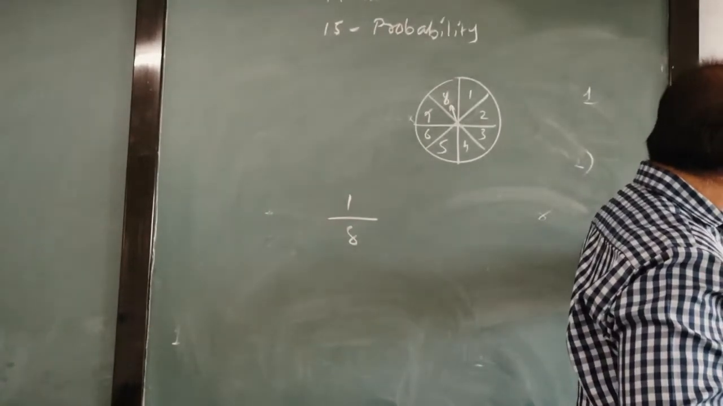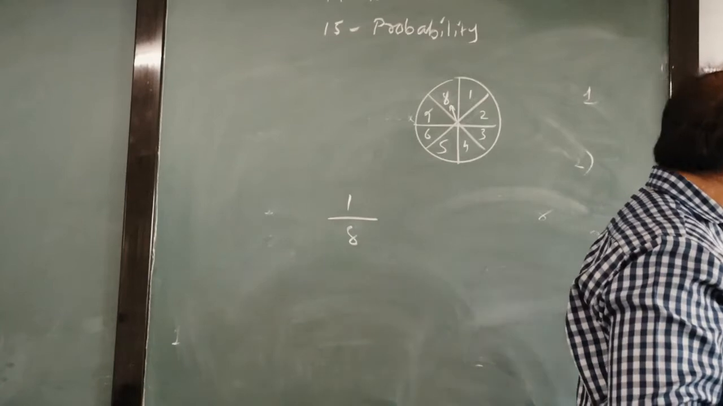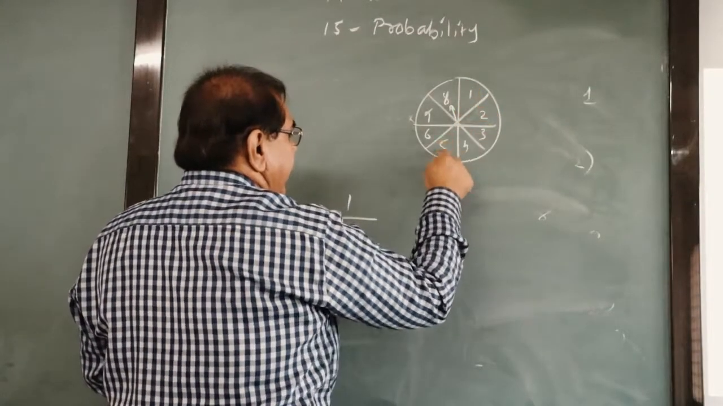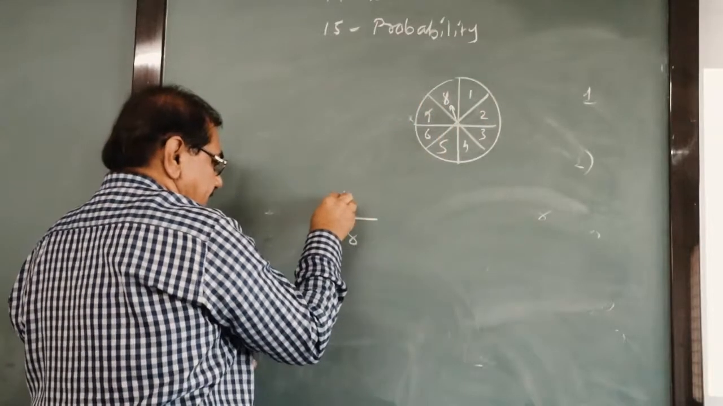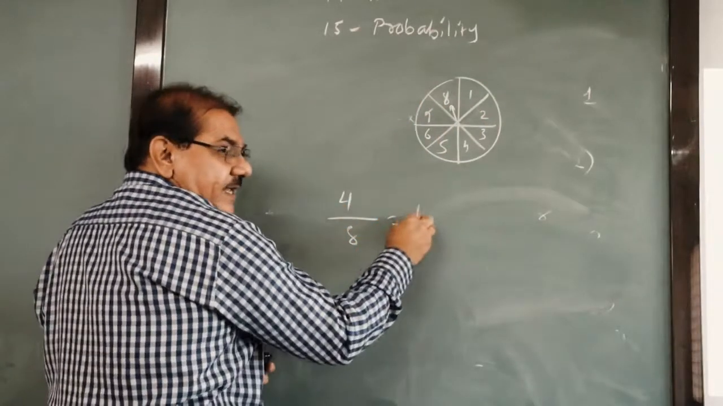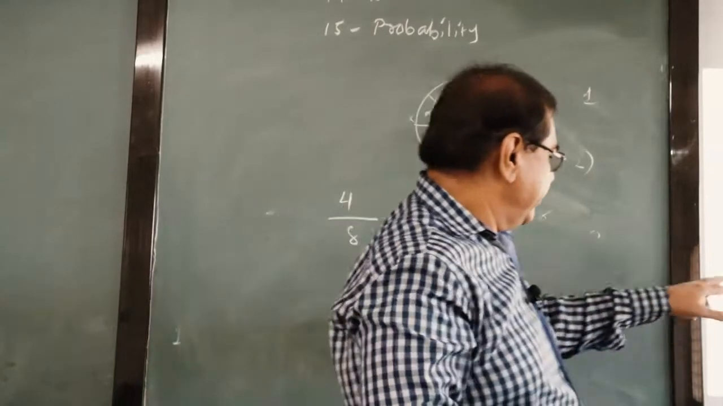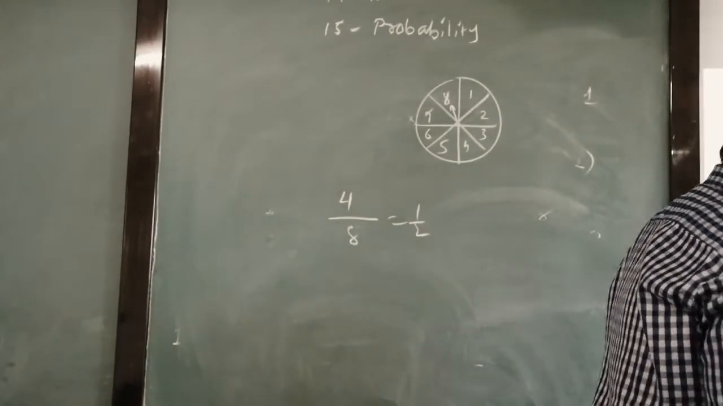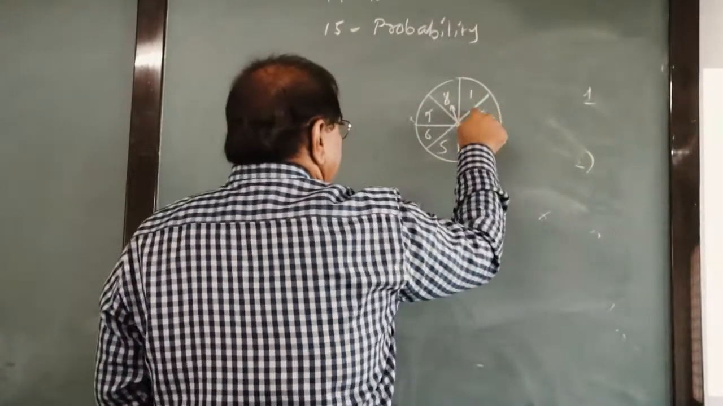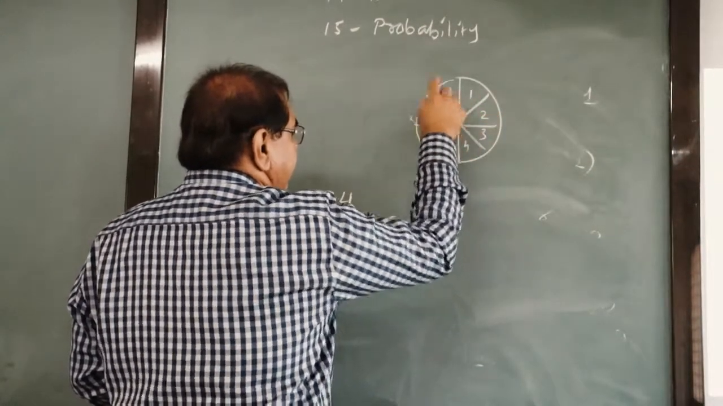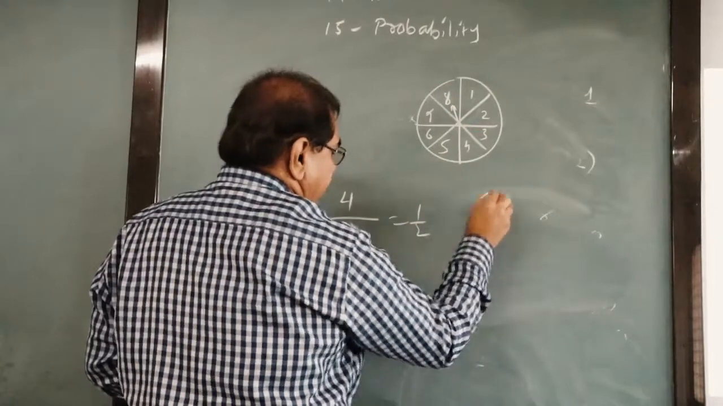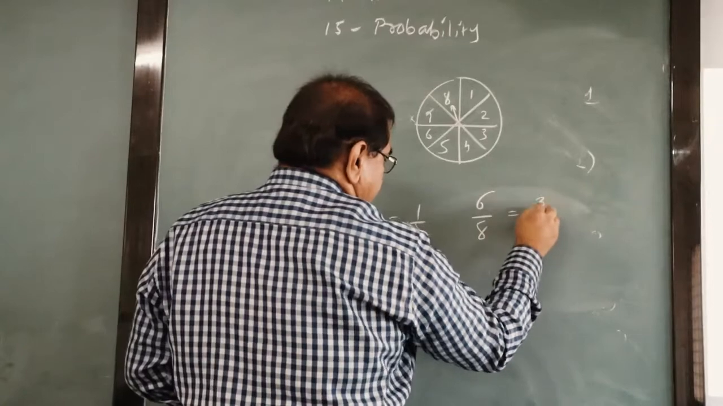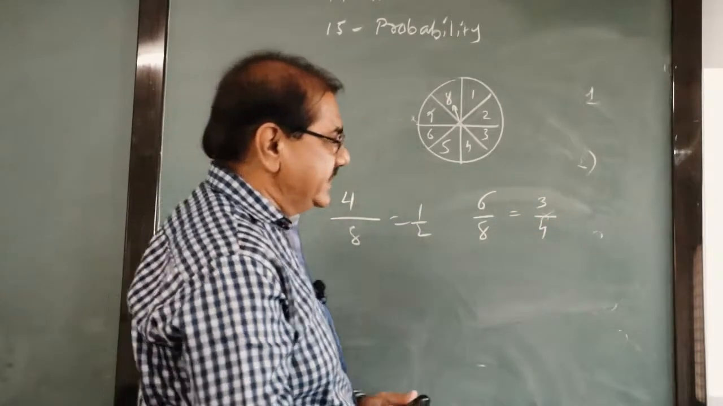Second one, what is the probability that the pointer stops at an odd number? How many odd numbers are there? 1, 3, 5 and 7. 4 odd. So the answer is 4 upon 8, that is 1 upon 2. Next is a number greater than 2. Greater than 2 means 3, 4, 5, 6, 7, 8. So 6 upon 8, 1, 2, 3, 4, 5, 6. So 3 upon 4 is the answer.